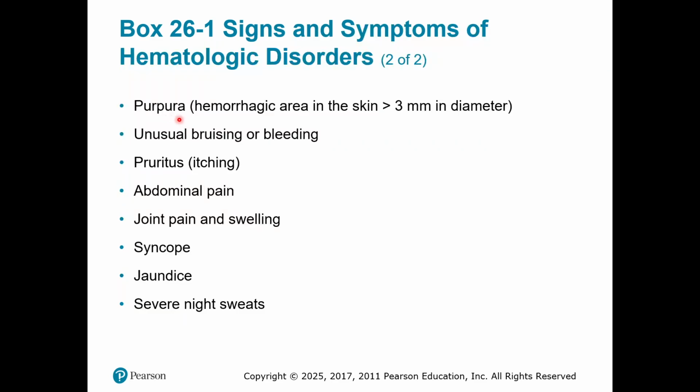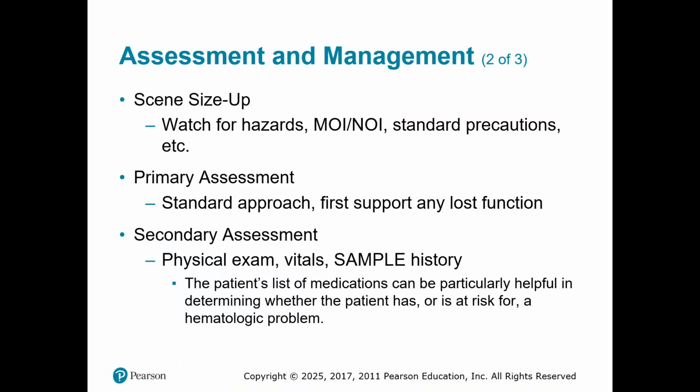Purpura is a hemorrhagic area in the skin greater than 3 millimeters in diameter. Unusual bruising or bleeding. All these are still signs and symptoms of hematological disorders. They may have pruritus, the itching, abdominal pain, joint swelling, syncope, jaundice, and night sweats. A lot of times you can look at the patient's medications to see if they possibly have some type of hematological problem. They take vitamin K.